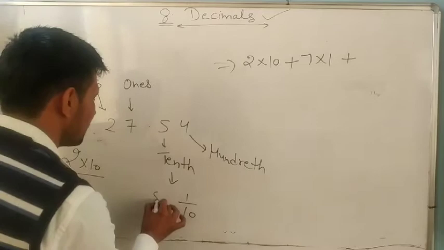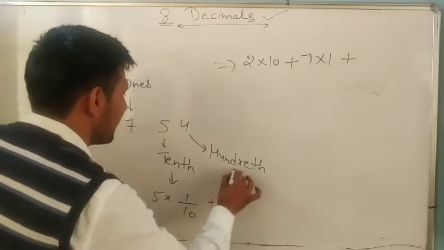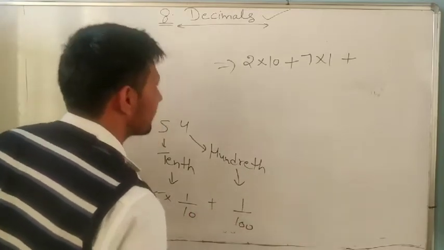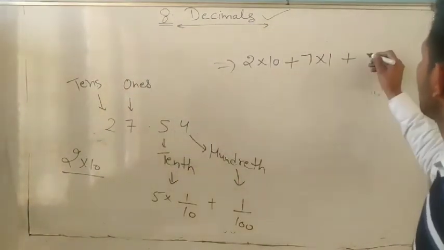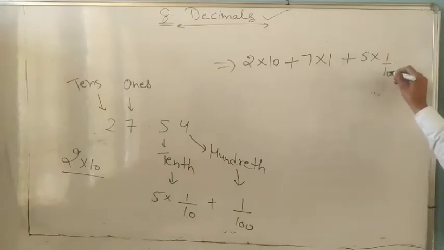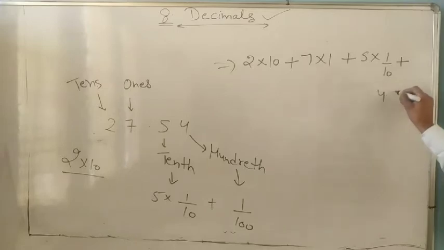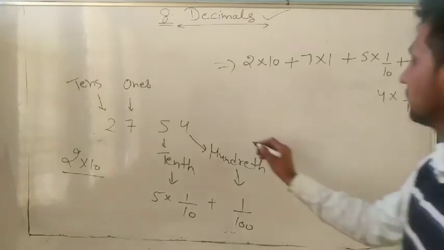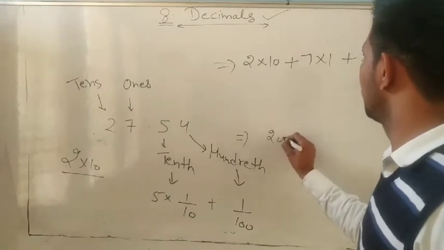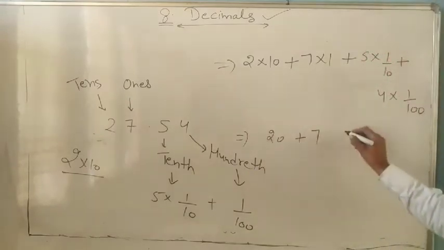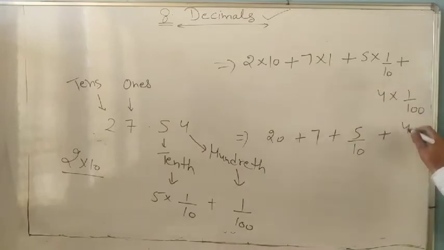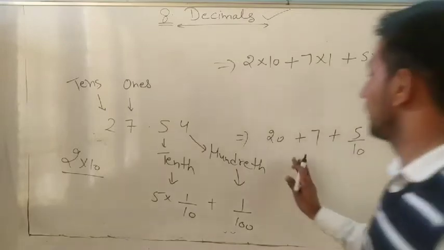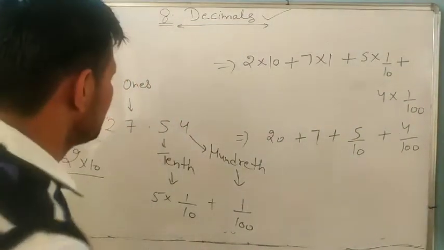So we will write 5 into 1 by 10, and hundredth means 1 by 100. In the same way, we can write place value. What is the place value of 5? Tenth, which means 1 upon 10, plus the place value of 4: 4 into 1 by 100. So like this, you can write 2 into 10, 20, plus 7, plus 5 into 1 by 10, plus 4 into 1 by 100. Like this you can write.